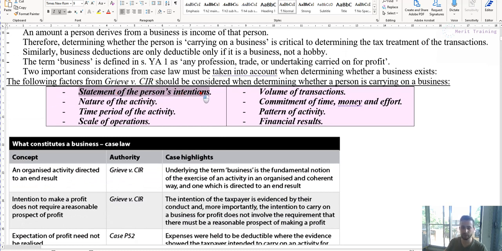So what are the person's intentions? Are their intentions to make profit, or is it to have fun? What's the nature of the activity? What's the time period? Are they doing it for a long period of time? Do they have a large scale or is it just small scale? Are there a large volume of transactions or small?